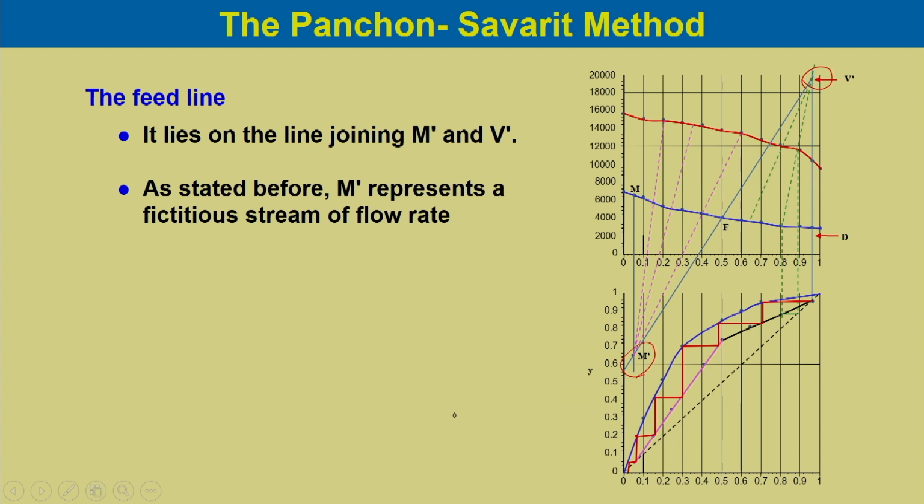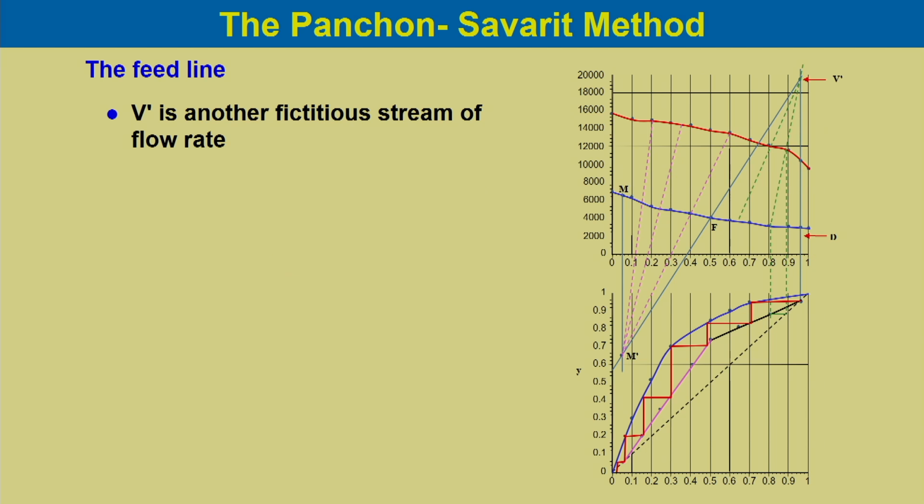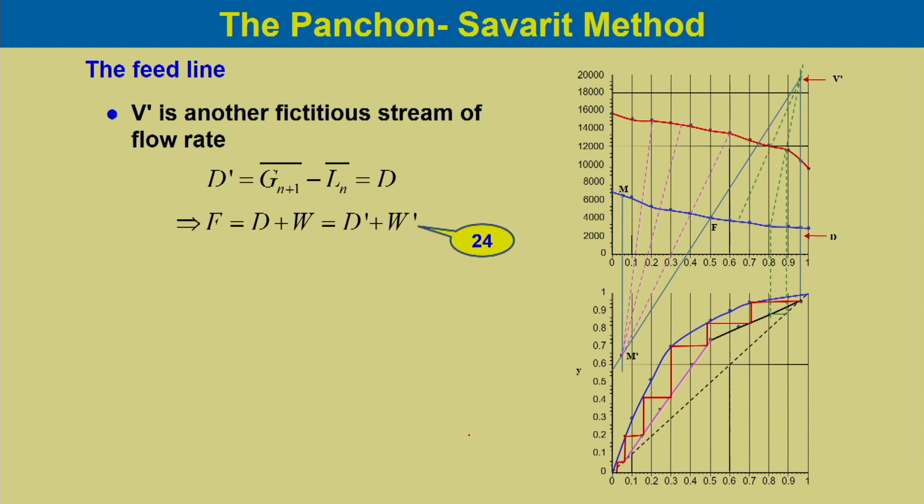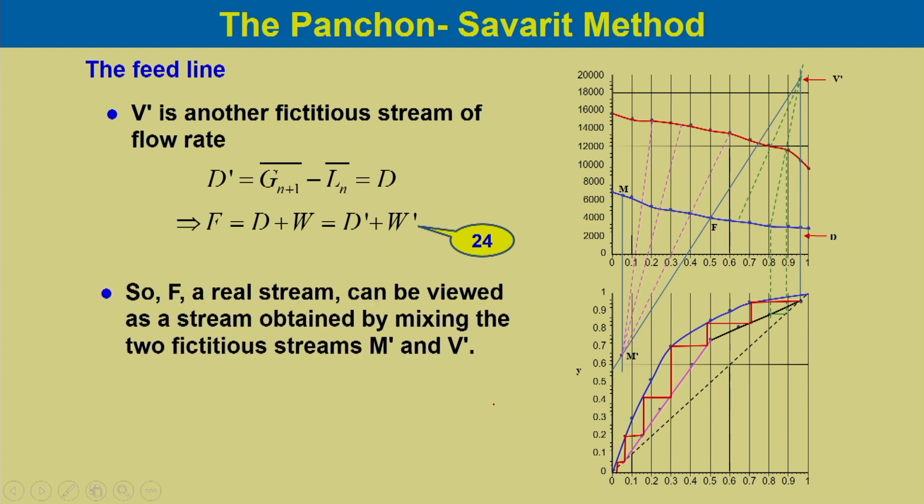As stated before, M dash represents a fictitious stream of flow rate W dash, which is equal to L m bar minus G m plus 1 bar, which is equal to W. V dash is another fictitious stream of flow rate D dash, equal to G n plus 1 bar minus L n bar, which is equal to D. And from the total material balance, F would be D plus W, which would be equal to D dash plus W dash.